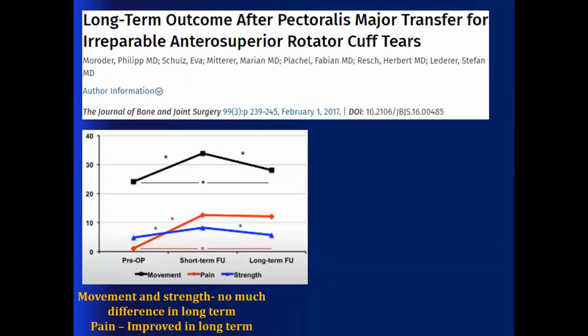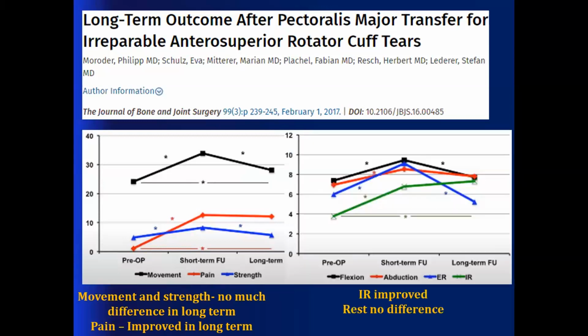So on assessing the movement and strength, there is not much difference in the long-term outcome, whereas pain is improved in case of pectoralis major transfer. Whereas on assessing the range of motion, only internal rotation is improved in the long term, whereas flexion, abduction, external rotation, there is not much difference.